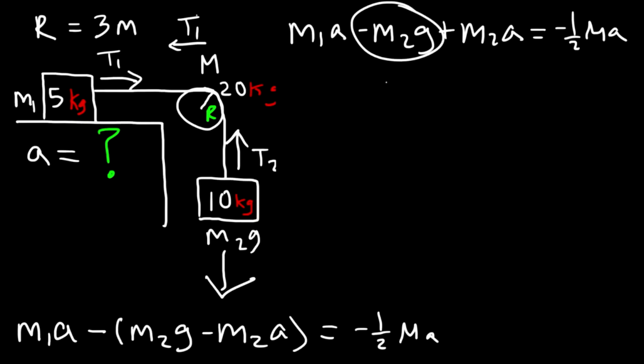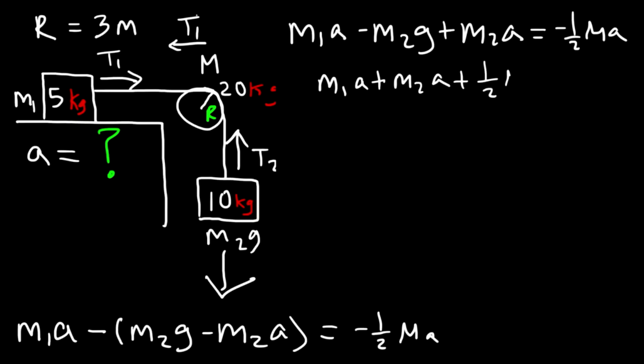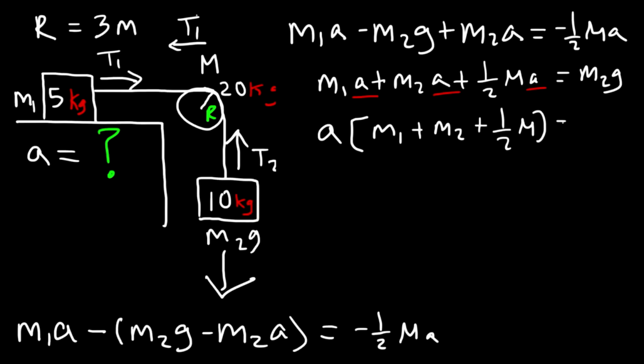So I'm going to take this term, move it to the right side so it becomes positive. And then I'm going to take this term, move it to the left side so that becomes positive. So it's going to be M1A plus M2A plus 1/2 capital MA, and that's equal to positive M2G. So now I can factor out A from each of these three terms. So it's going to be A times M1 plus M2 plus 1/2 M, and that's going to be equal to M2G. So I need to divide both sides by this term. So this is my final equation.